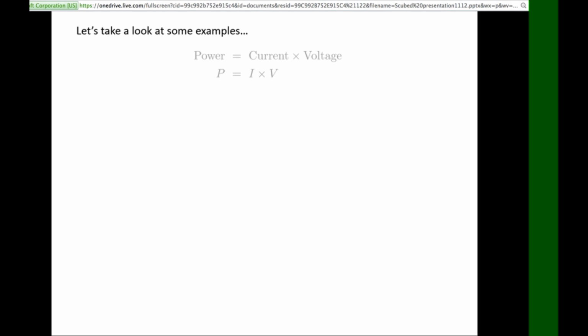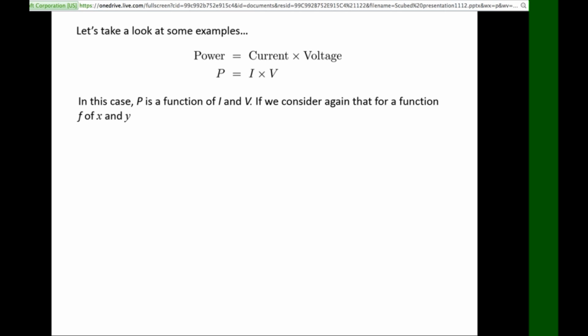Let's take a look at some examples. We'll consider this equation, power equals current times voltage. I'm sure you're familiar with it. P equals IV. In this case, P is a function of I and V. So let's consider again a function f in terms of x and y. In this case, the total change in f would be given by this equation. We've already discussed this equation.